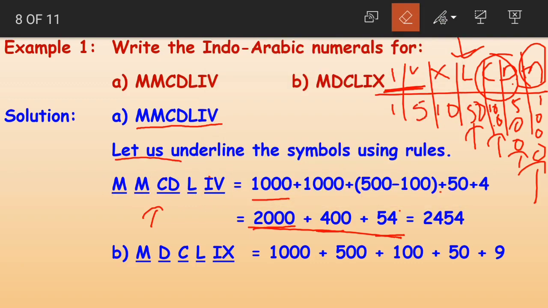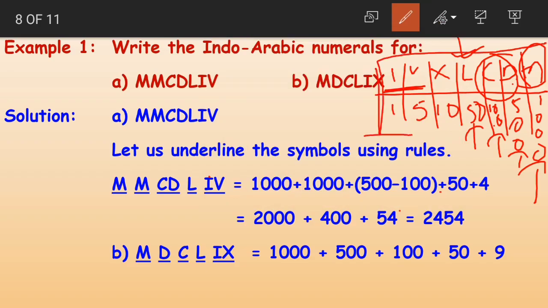First, what did we do? We underlined the symbols using the rules, and we wrote our Roman symbols chart here. Then we got the final answer of MMCDLIV as 2454.